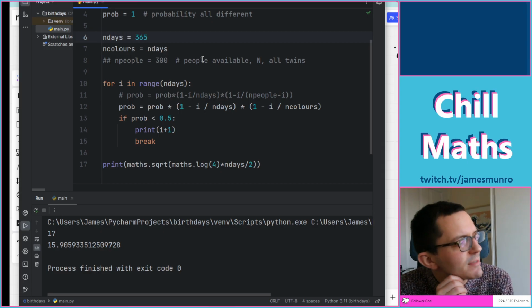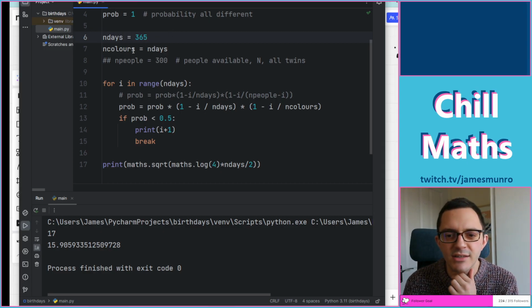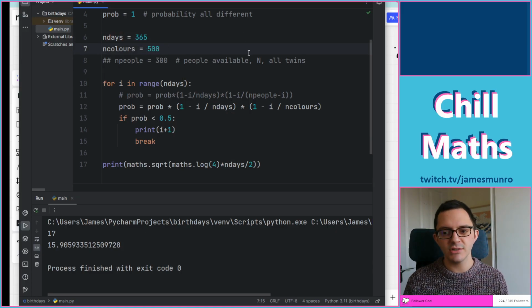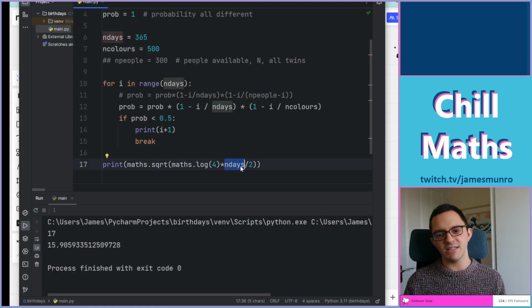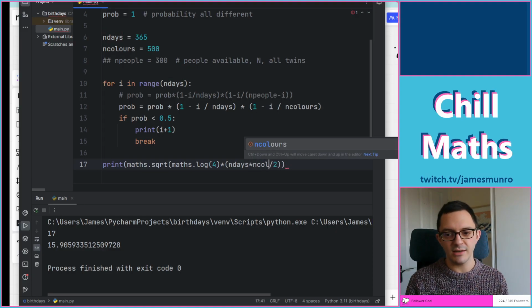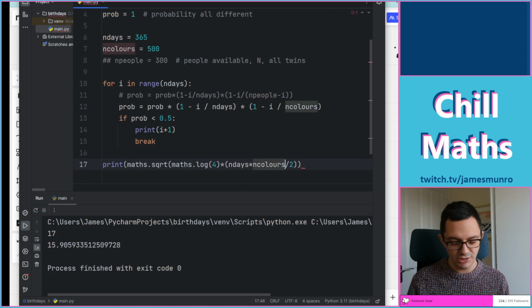Is the natural thing to ask about? So yeah, we had this kind of competing thing going on where if you've got more or less of these, then the correct way to replace this n days is something like, inside the square root, to replace that with n days times n colours with a U, because British spelling.